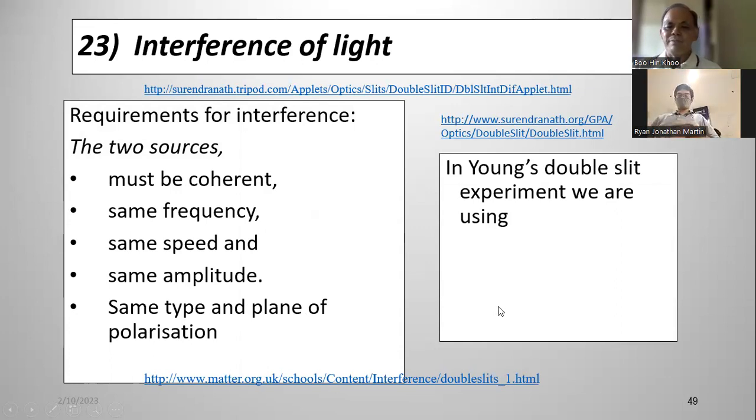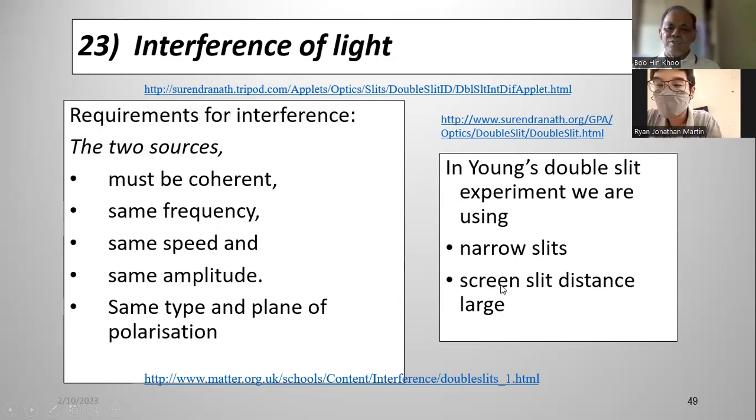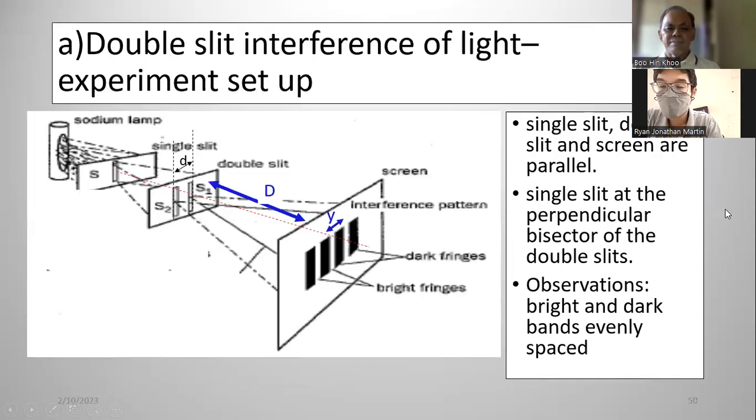In the Young double slit experiment, we are using narrow slits, and the screen to slit distance is large. Okay, that's the setup. Single slit and double slit: these two are parallel to each other and perpendicular to the light source. So what we observe are bright and dark bands, evenly spaced. That's your D.